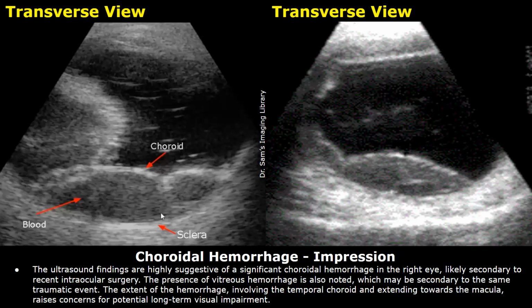This is the impression. The ultrasound findings are highly suggestive of a significant choroidal hemorrhage in the right eye, likely secondary to recent intraocular surgery. The presence of vitreous hemorrhage is also noted, which may be secondary to the same traumatic event. The extent of the hemorrhage, involving the temporal choroid and extending towards the macula, raises concerns for potential long-term visual impairment.